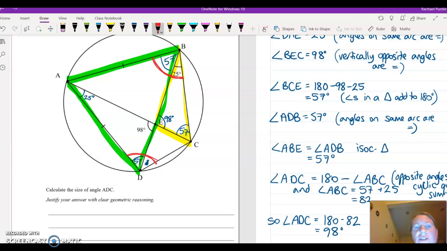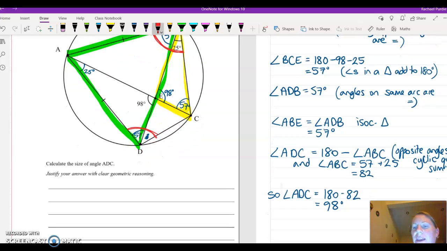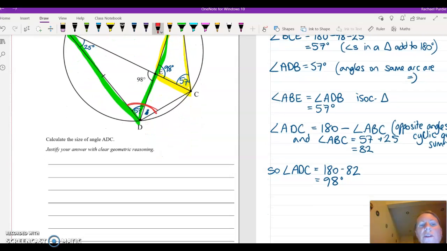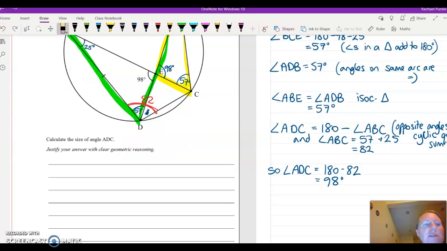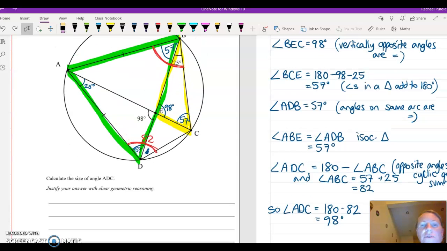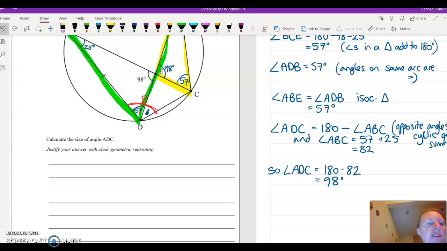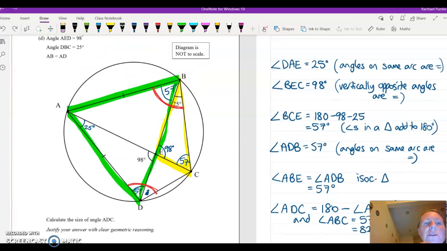So we do that, 180 minus angle ABC gives us 82. So we know that all of this has to be 82 degrees. Oh no, sorry, it doesn't. I lie. I know that all of that, 57 and 25, makes 82 degrees. How can I get rid of that? Oh, there we go, the 8 and the 2. So all of this makes 82 degrees. So take that off 180 and you're left with 98.